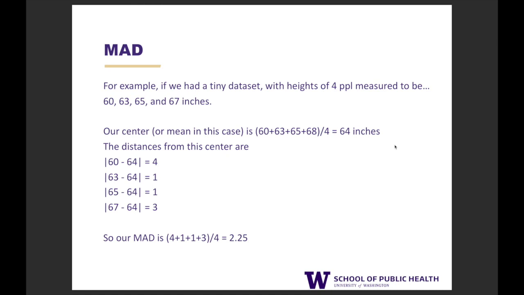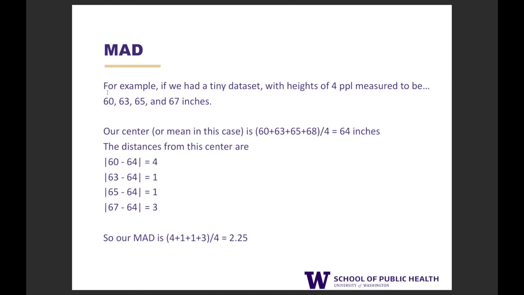Let's imagine, rather than looking at the heights of everyone, we had this tiny data set of 4 people, and we wanted to calculate the mean absolute deviation in this data set. The first thing we would do is calculate the center of the distribution. In this case, we would add these four numbers together, divide by the total number of observations, 4, and get that the mean, or this measure of the center we're using, is 64 inches. So that's the mean height.